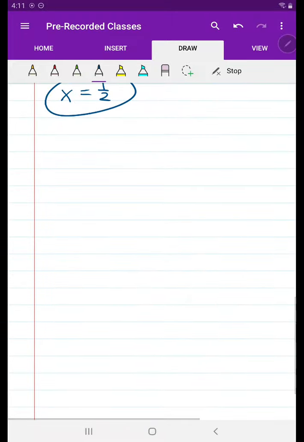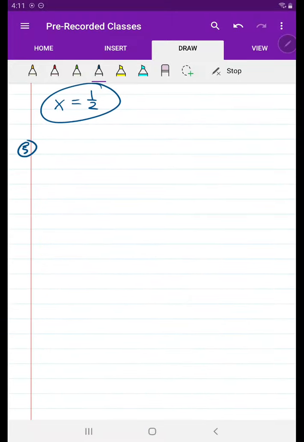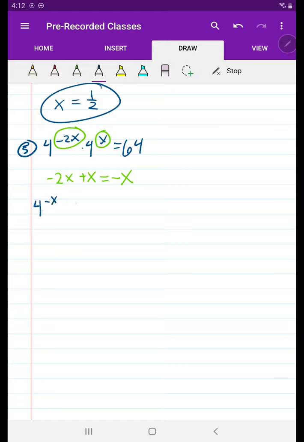Going on to number 5, I have 4 to the negative 2x times 4 to the x is 64. So we're going to do this one similarly to how we did number 4. We can start off by adding these exponents because they have the same base. So negative 2x plus x is a negative x. So then my left side of the equation is going to become 4 to the negative x.